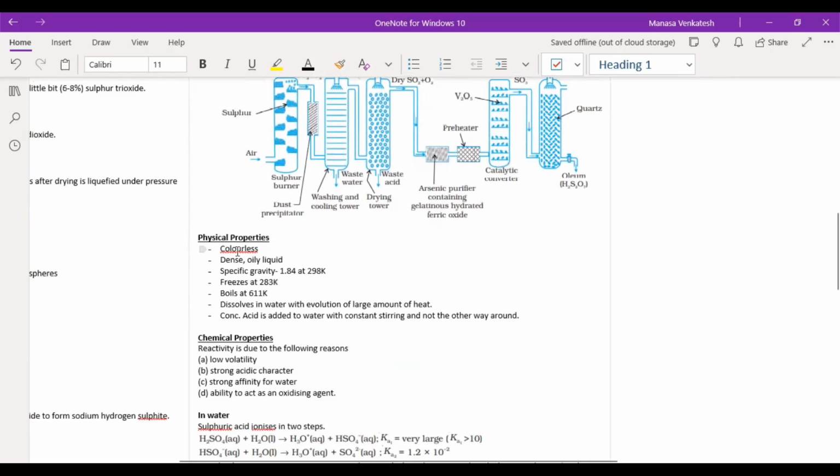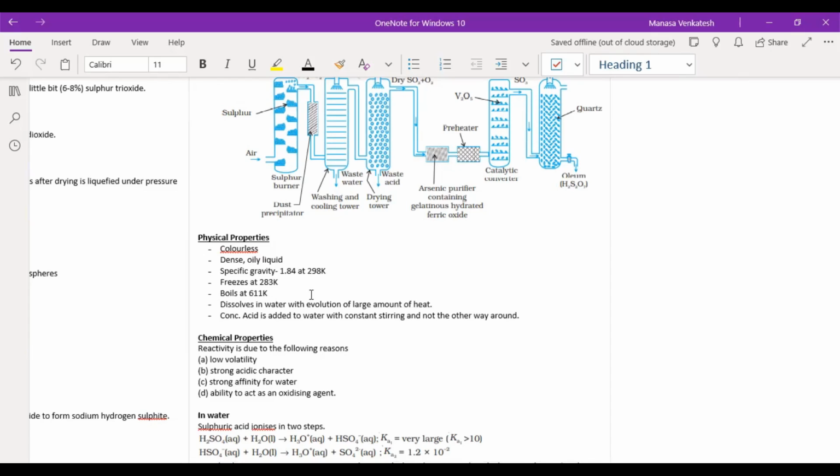The physical properties: colorless, dense, oily liquid. The specific gravity is 1.84 at 298 Kelvin. Freezing point 283 Kelvin, boiling point 611 Kelvin, and it dissolves in water with the evolution of a large amount of heat.